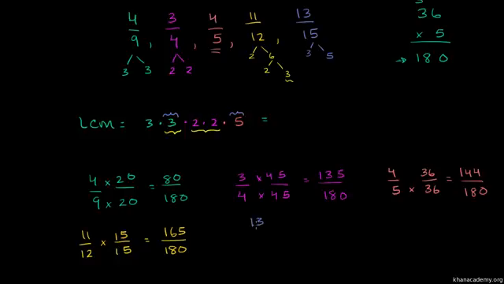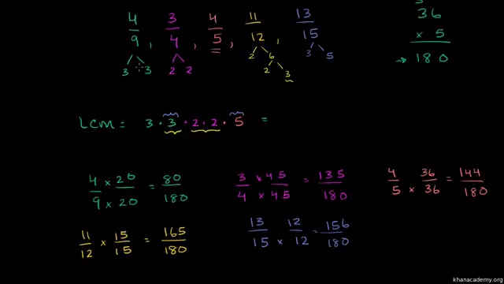And then finally, we have 13 fifteenths. To get our denominator to be 180, you have to multiply it by 12. We already figured out that 12 times 15 is 180. So you have to multiply it by 12. That'll give us 180 in the denominator. And so you have to also multiply the numerator by 12 so that we don't change the value of the fraction. We know 12 times 12 is 144. You put one more 12 in there, you get 156. Did I do that right? 12 plus 144 is going to be 156.